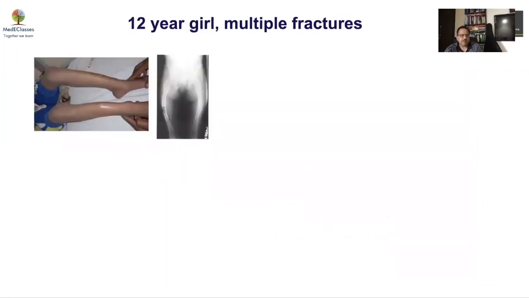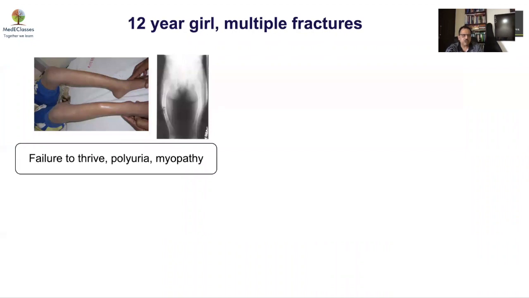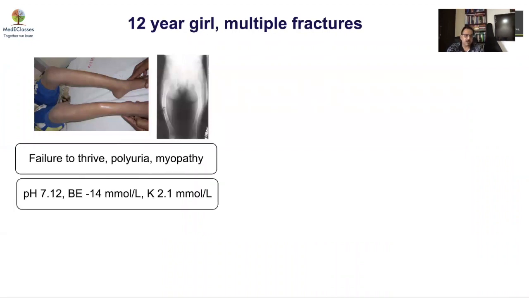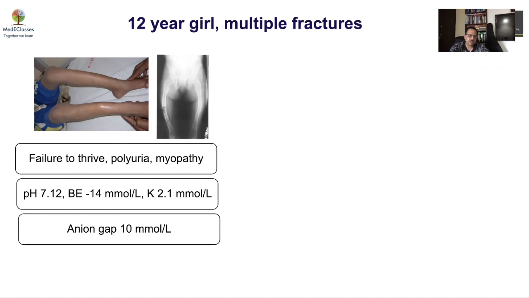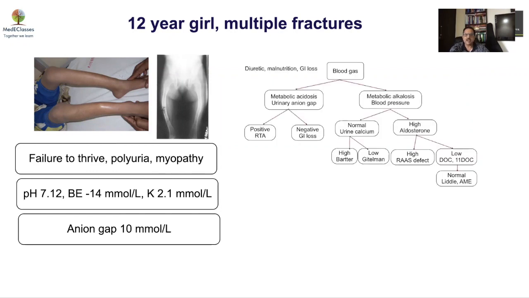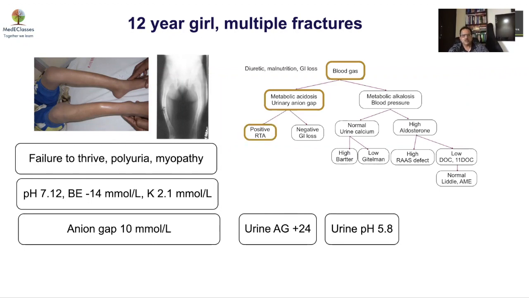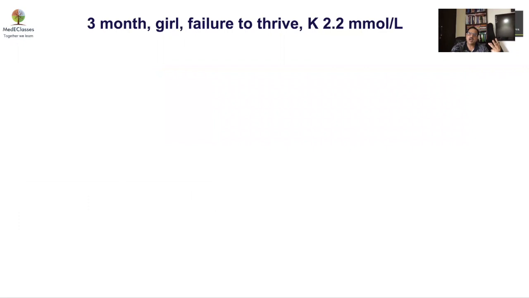A 12-year-old girl with multiple fractures, failure to thrive, polyuria and myopathy. You see there is metabolic acidosis and hypokalemia. So acidosis with hypokalemia is RTA, and fractures, 100% RTA. Anion gap is low, so this is a normal anion gap acidosis. So we don't need to do a urinary anion gap here, but just for completion's sake, it was really positive. So this is a classical case of distal RTA. So hypokalemia, acidosis, and a positive urinary anion gap.